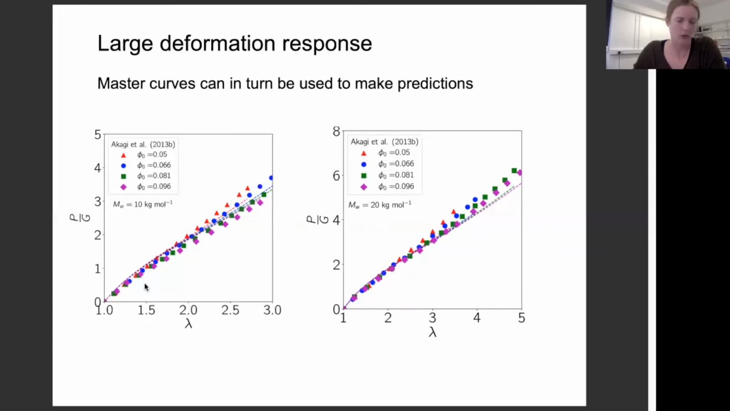I mean, we capture the stress level, we capture the effect of volume fraction, although the effect is stronger in the experiment. So there is some effect of volume fraction on the stiffening at large deformation that we don't fully capture yet. But overall, it's encouraging.